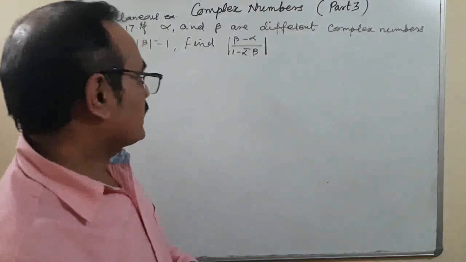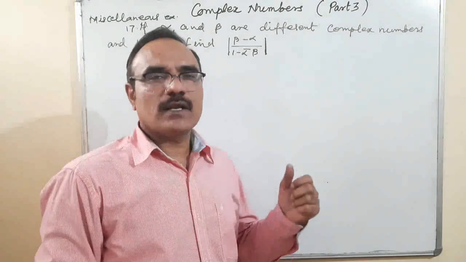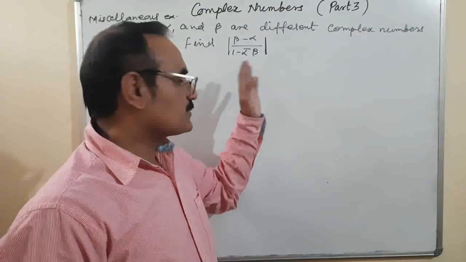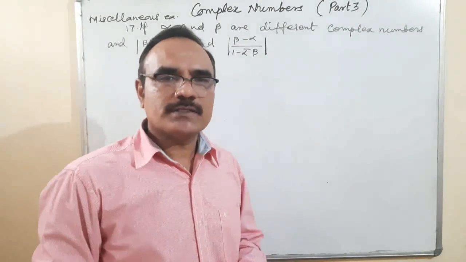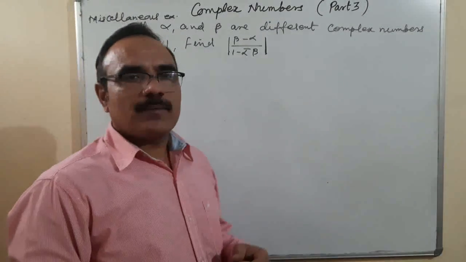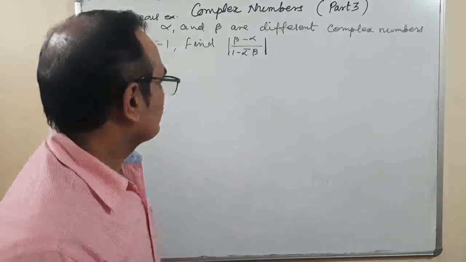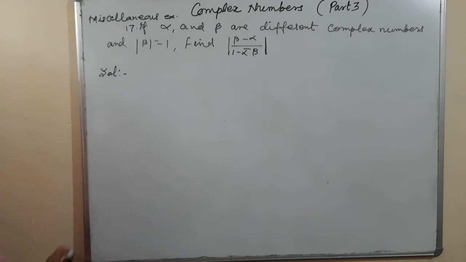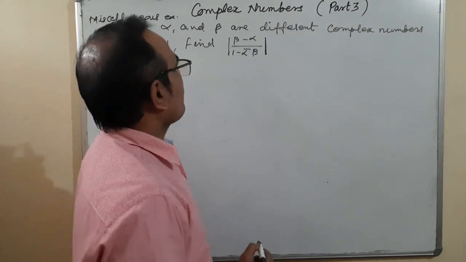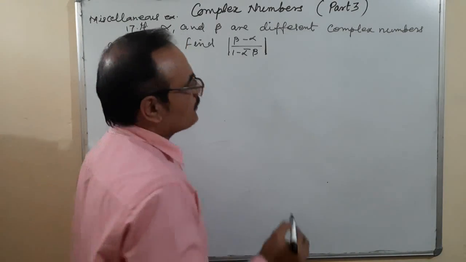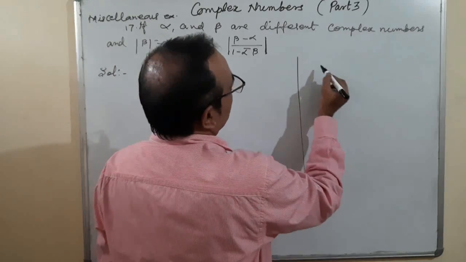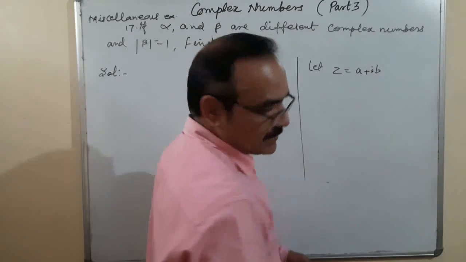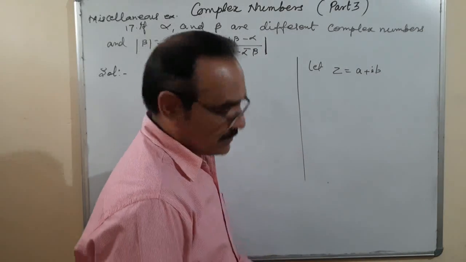Number one, you can consider two complex numbers, alpha is equal to a + ib and beta is equal to c + id. Substitute the values; it's a very lengthy calculation. Second, we use the properties, the conjugate property. First, let me tell you a property of conjugate. Let z be equal to a + ib.